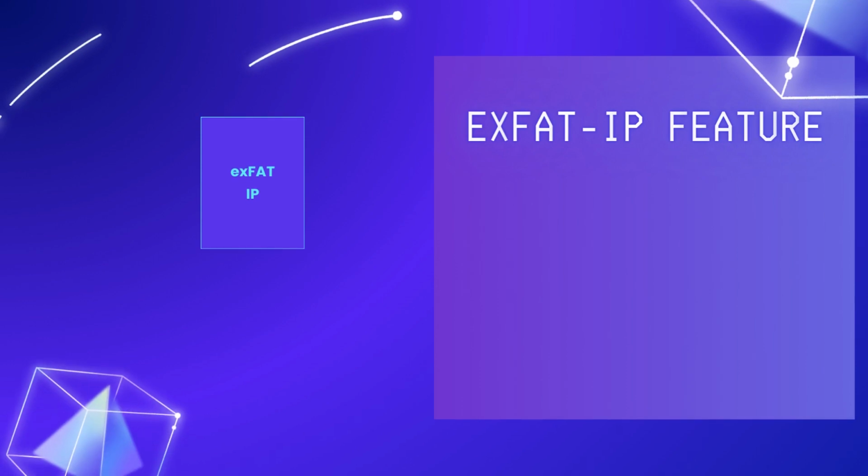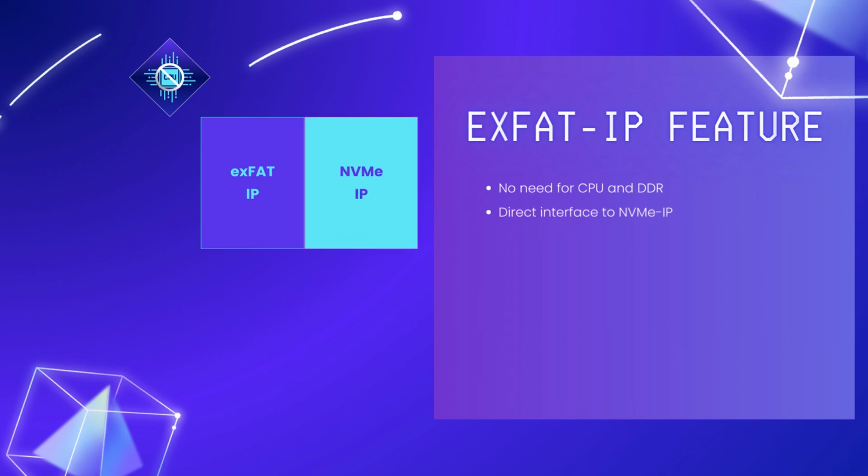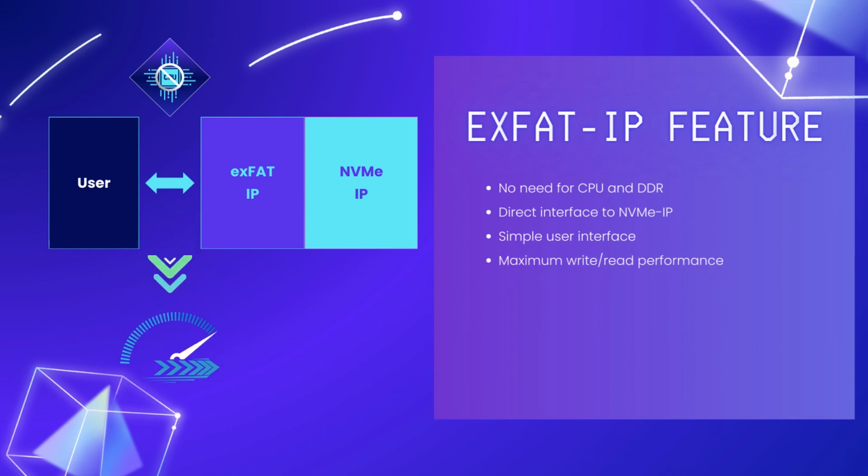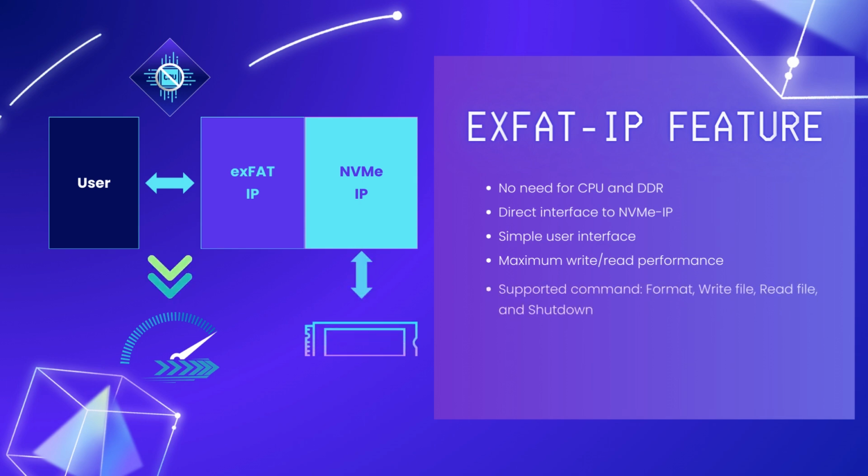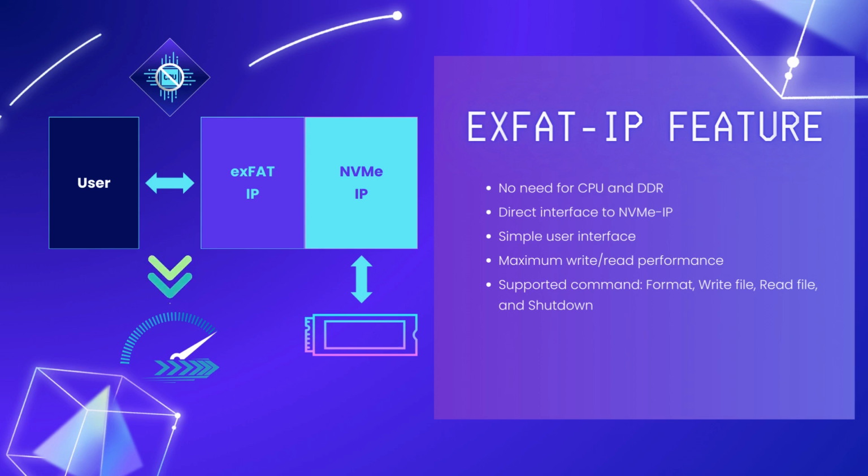Our exFAT-IP offers many advantages when integrated into an FPGA system. First, it operates independently, eliminating the need for CPU or DDR integration. Also, it directly connects with our NVMe IP. The user interface is designed to minimize signal usage, ensuring efficient and user-friendly operation. Notably, exFAT-IP matches the write and read performance of NVMe IP, delivering maximum speed and data access. Users can select to execute format, write file, read file, or shutdown. And exFAT supports a fixed file size, ranging from 32 MB to 512 GB.